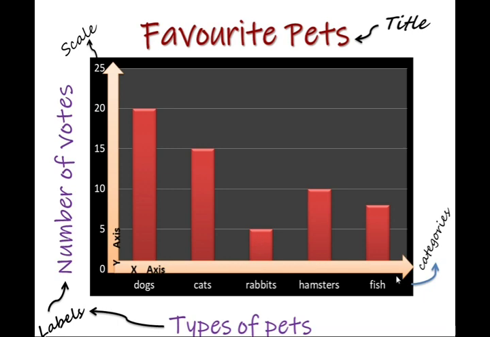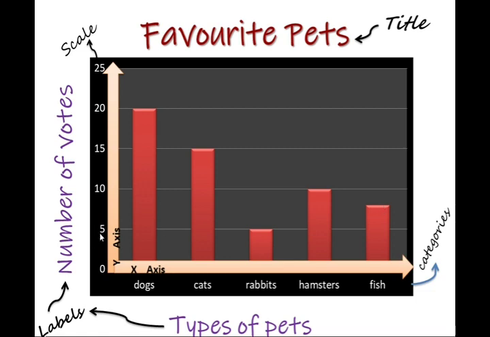But look at the fish. The fish goes over the line that says 5, but does not reach the line that says 10. The fish is somewhere in between 5 and 10. So how are we going to read how many people voted for fish as their favorite pet?